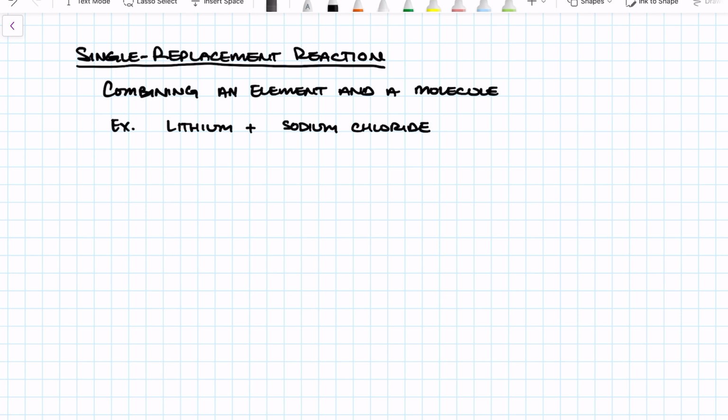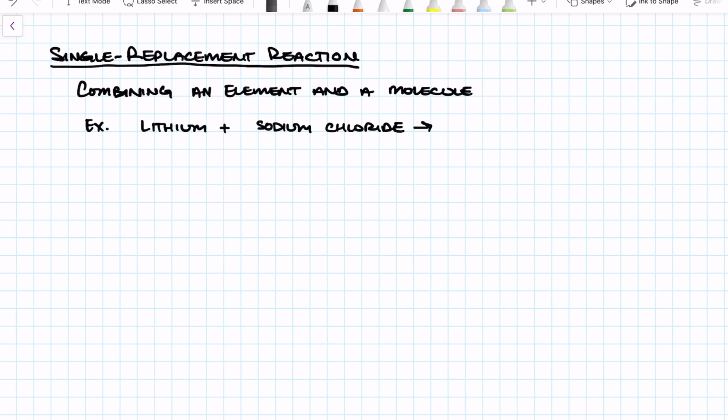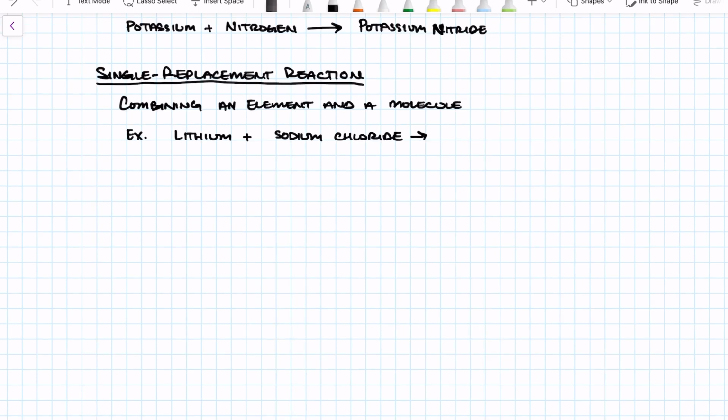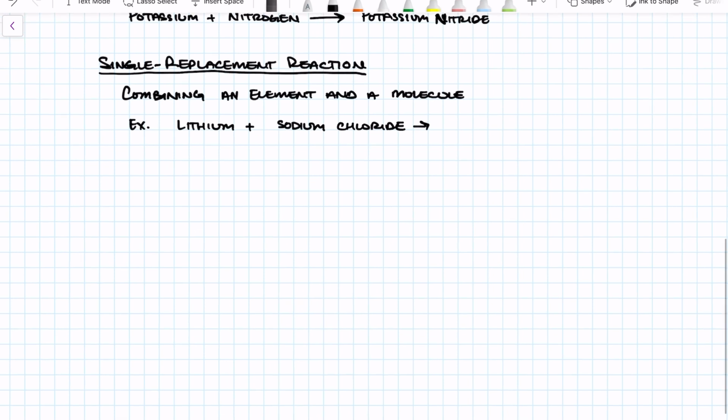So if these elements do react, and some of these we're just using more as an example, so they might not actually combine in real life, but in theory, they probably would combine. And so what would happen if they did? So now the first thing that you'll have to keep in mind is identifying which one the metal and the non-metals are. So for example, you know that lithium here is a metal, and we know that sodium is also a metal, but chlorine is a non-metal.